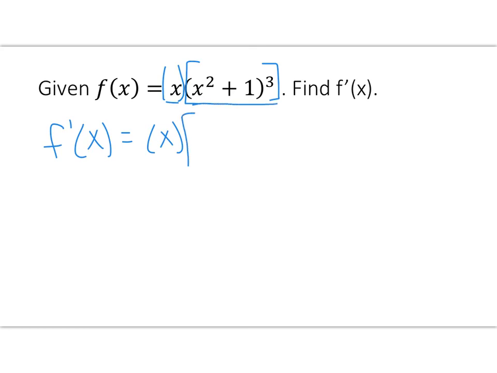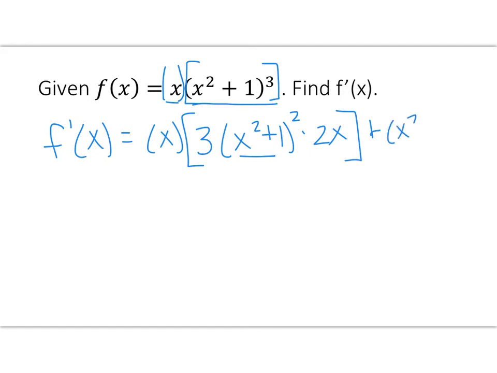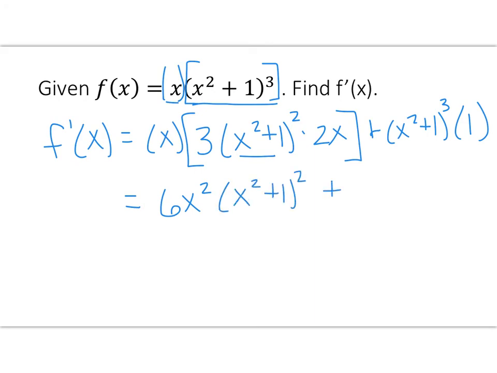So this is chain rule, power rule. So I have 3 times x squared plus 1 squared, but now I have to take the derivative of the inside, so that's times 2x. So I did first times derivative of the second, plus the second, x squared plus 1 to the third, times the derivative of the first. I'm going to clean this up a little bit. x times 3 times 2x is 6x squared, times x squared plus 1 squared, plus x squared plus 1 to the third.